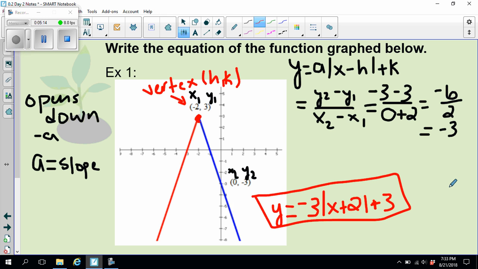Make sure if you have any questions on how to write the absolute value equation given a graph, that you come in before or after school, or make sure you ask questions in class.